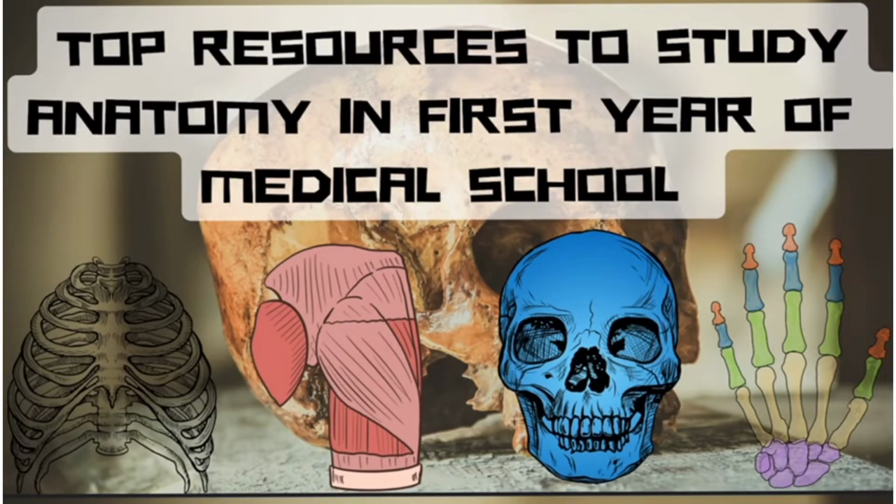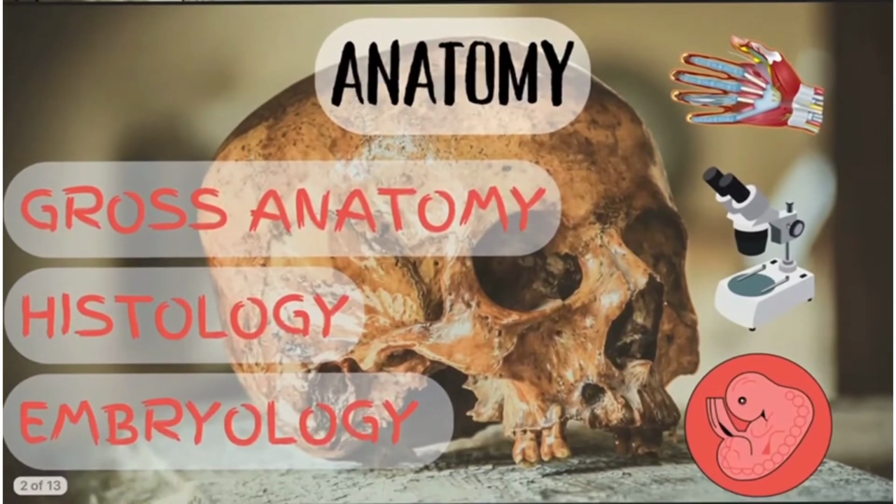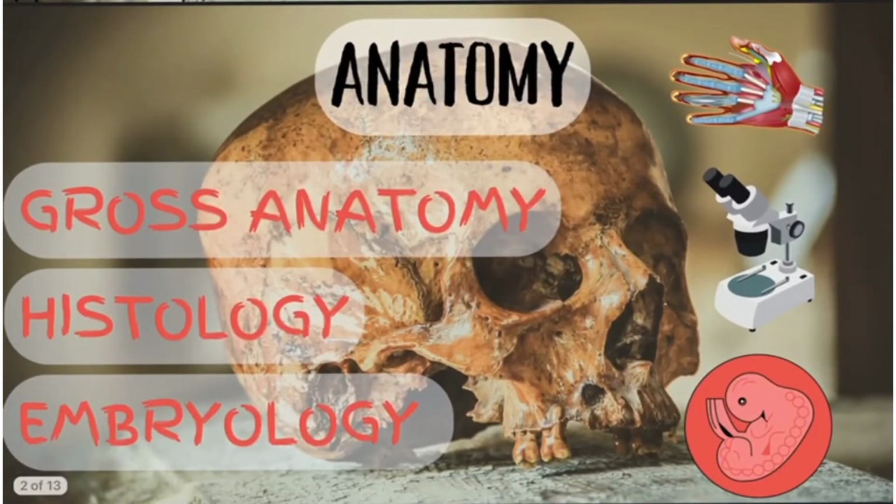In this video, we'll see the top resources to study anatomy in the first year of your medical school. So let's get started. If we talk of basic anatomy, you have three sections. The first is gross anatomy, the second is histology, and third you have embryology. So let's discuss these one by one.